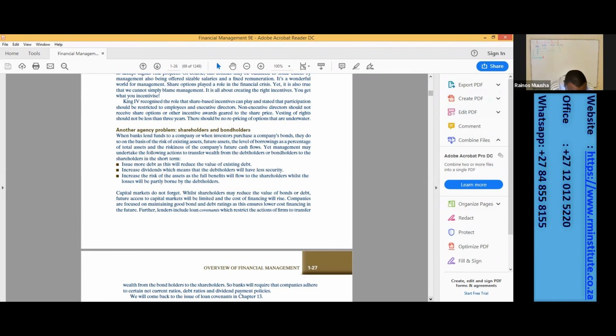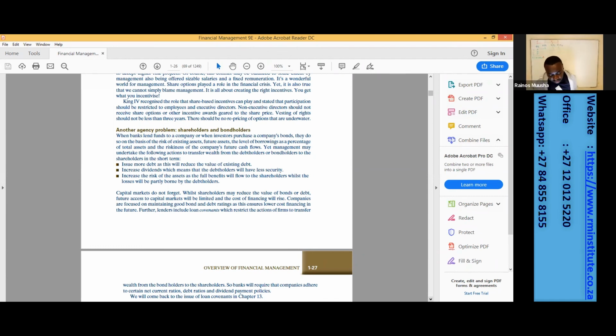They can issue more debt, as this will reduce the value of the existing debt. They can increase dividends, which means that the debt holders will have less security. They can increase the risk of the assets, as the full benefits will flow to the shareholders, while the losses will partly be borne by the debt holders.